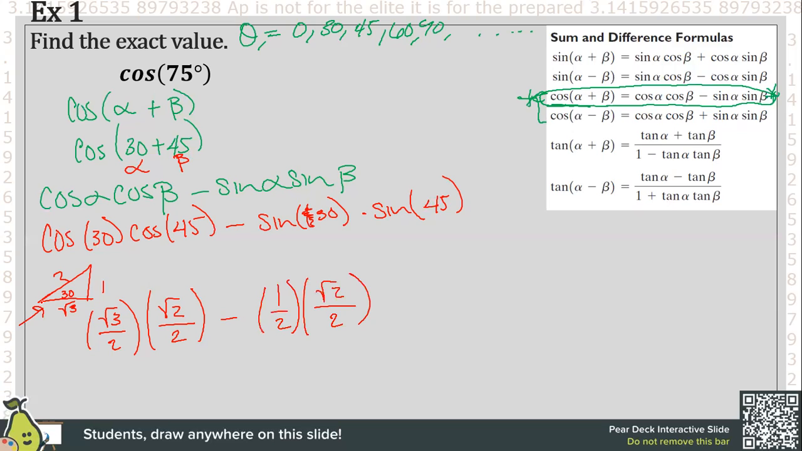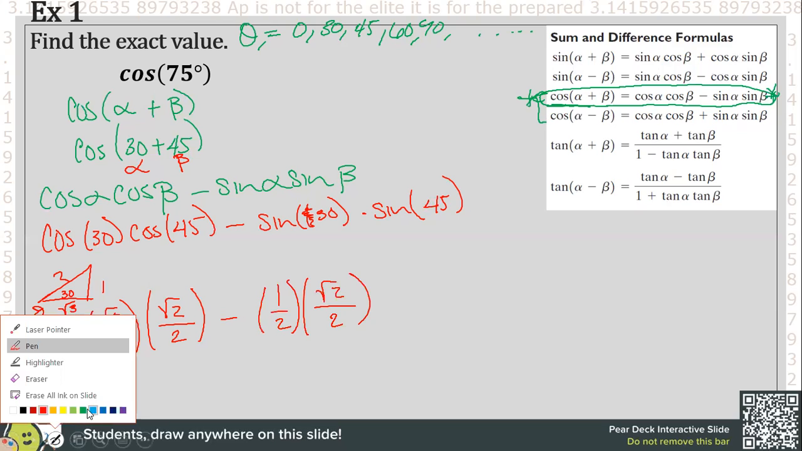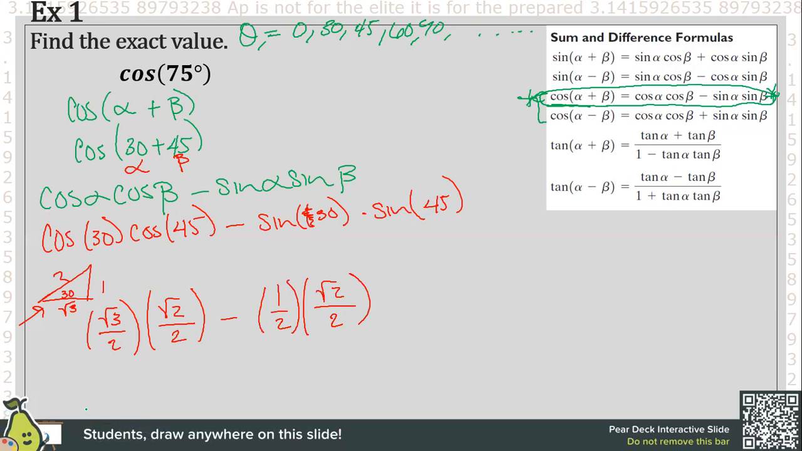Okay, so last but not least, we're going to go ahead and simplify. So this right here is being multiplied. So we know when we're working with fractions, we multiply straight across. So square root of 3 times square root of 2 is square root of 6. 2 times 2 is 4. Minus, we do the same thing. 1 times square root of 2 is square root of 2. And 2 times 2 is 4.